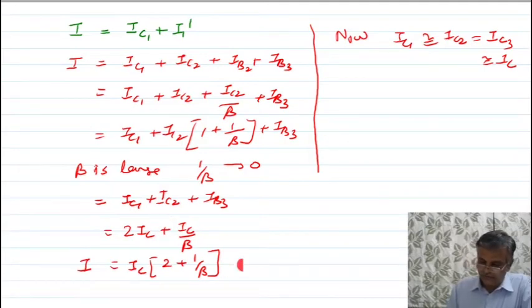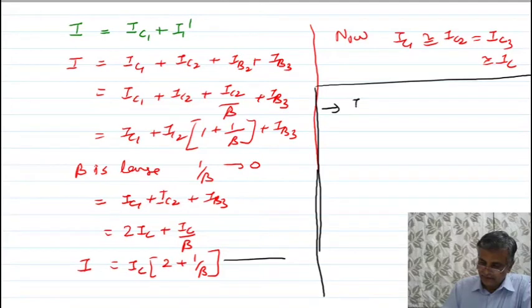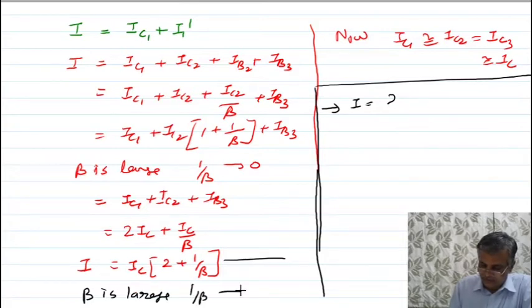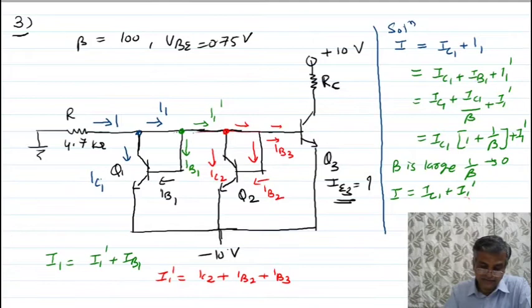So I am using this here, so I can write this equation. I am putting this value here. I is equal to, beta is large, so 1 upon beta tends to 0. So I can write 2IC. What is I? I have to find out. So look at the circuit, how you can find the I.